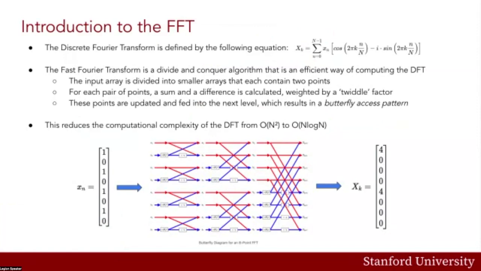And so the fast Fourier transform is basically a divide and conquer algorithm that's just an efficient way of computing the DFT. We have the input array, which is divided into smaller arrays that each contain 2 points. For each pair of points, a sum and a difference is calculated, weighted by some kind of twiddle factor. Then these points get updated and fed into the next level, which results in this butterfly access pattern that you see down below. This reduces the complexity of the DFT from O of n squared to O of n log n. So that's just an overview of the FFT.